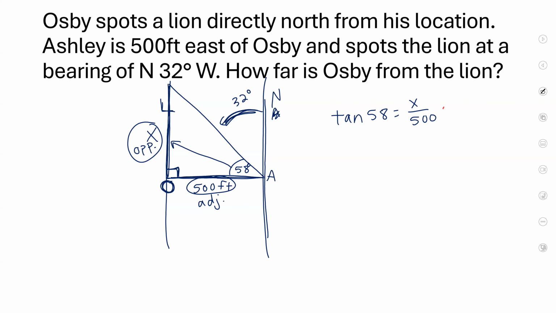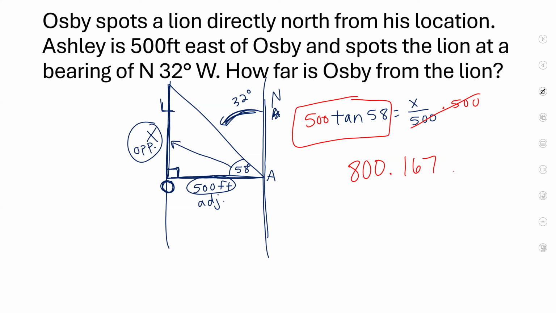I'm going to multiply both sides by 500. Now you type this into your calculator. Let me know what you get. 800.167 feet. So the distance between Osby and the lion is about 800 feet.